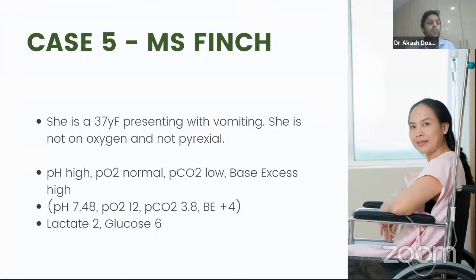A, the pH is high. The pH is 7.48. This patient has got alkalosis. We're trying to work out why they are alkalotic. It could be due to a respiratory problem or a metabolic problem. So let's go through it and work that out.